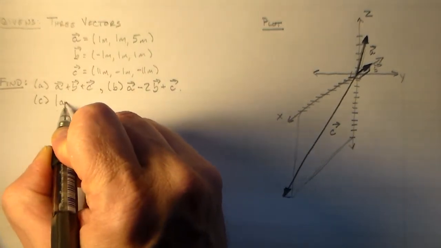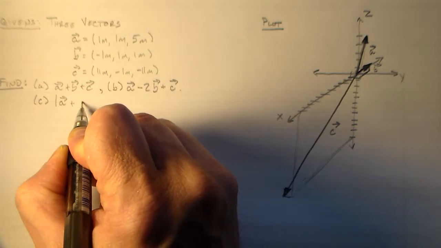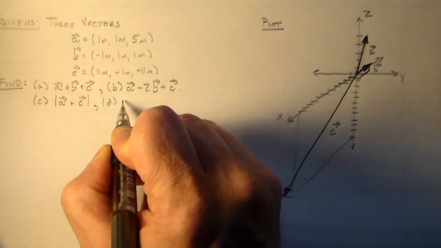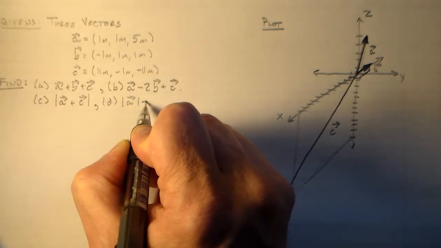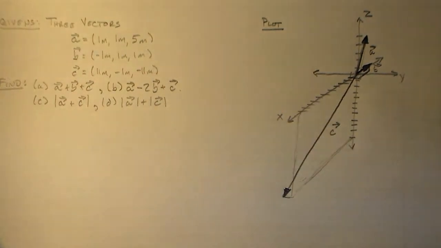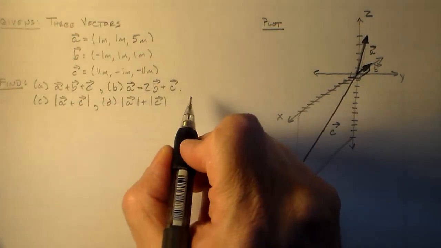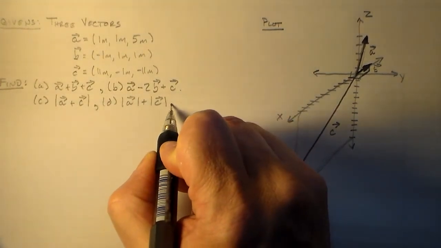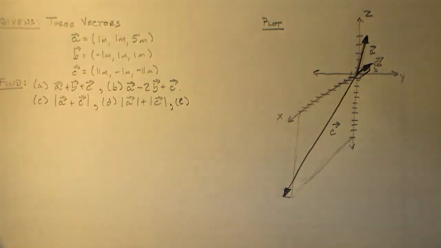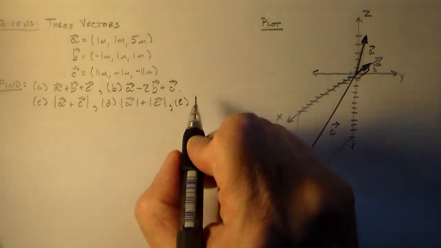Let's find the magnitude of just like A plus C. Sounds fine to me. And if we do that, let's go ahead and compare that to the magnitude of A plus the magnitude of C. And let's make things wonderfully entertaining by doing one complicated one at the end, okay? So how should we do this?